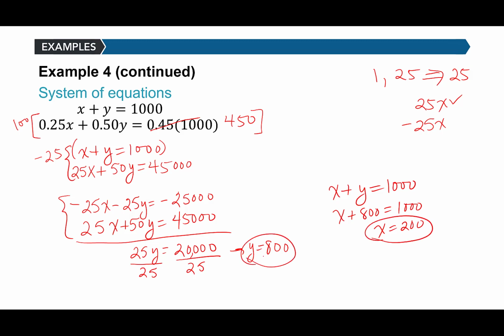So this means that we need to have 200 grams of the 25% copper, and Y is 800 grams of the 50% copper to get a metal that has 45% copper.